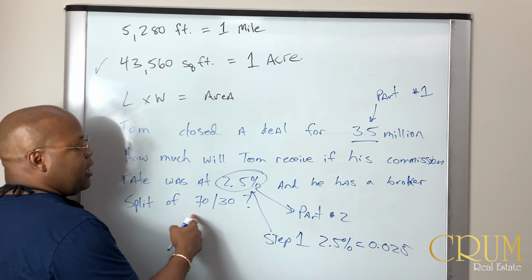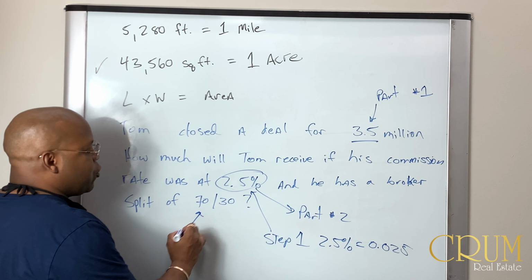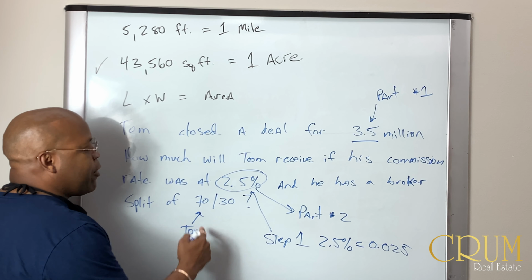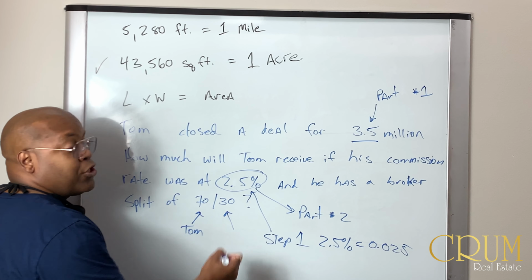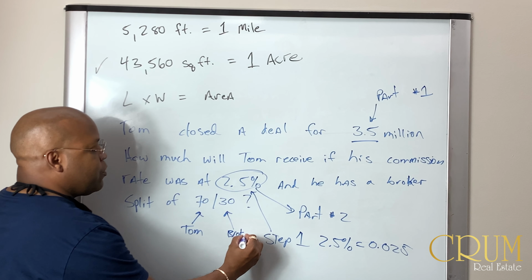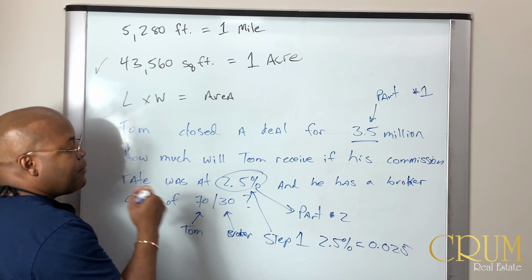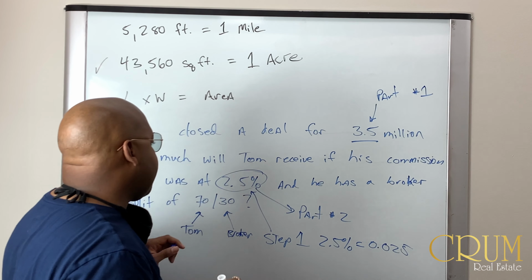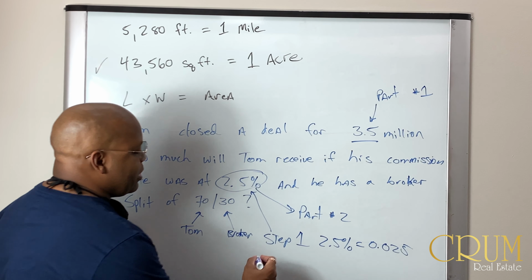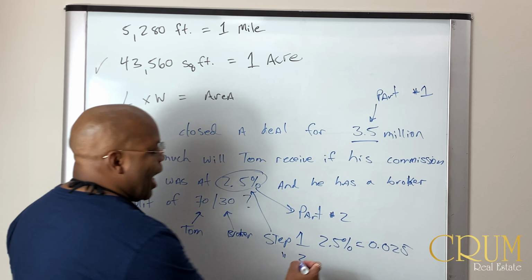When you see a commission like this, always assume that the agent is going to receive the higher split. Why? Because the agent is doing mostly all the work, right? So I'll put here, so that you have it in your notes, broker, Tom. Tom is going to receive the 70%, right? So now step 2 is, how do you calculate?